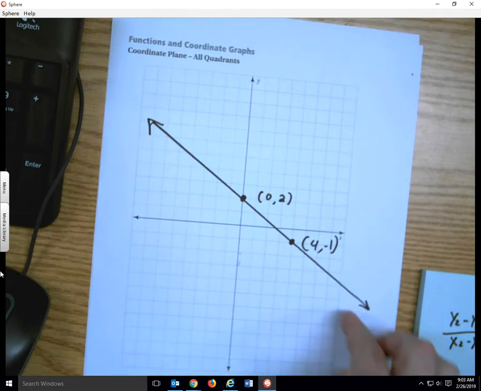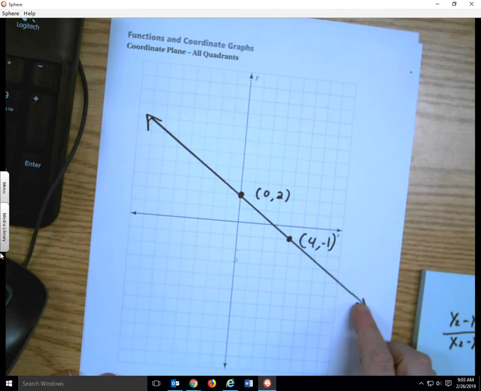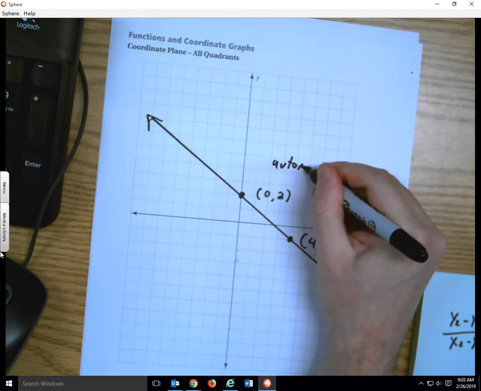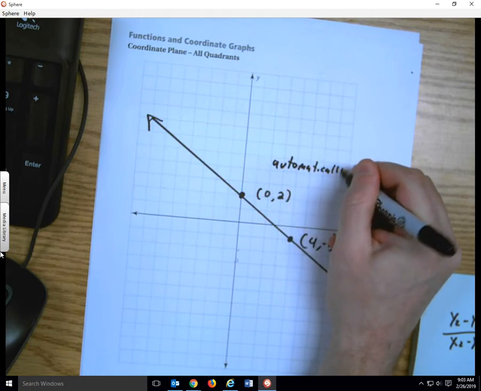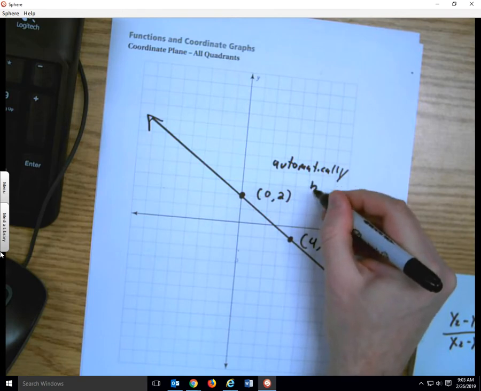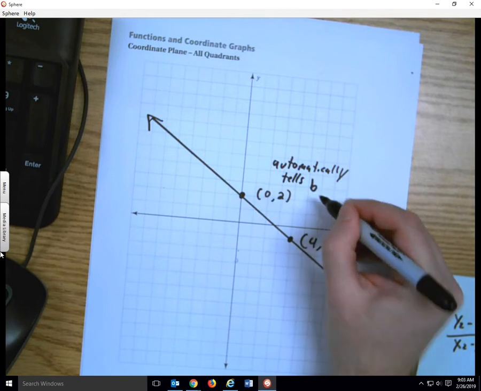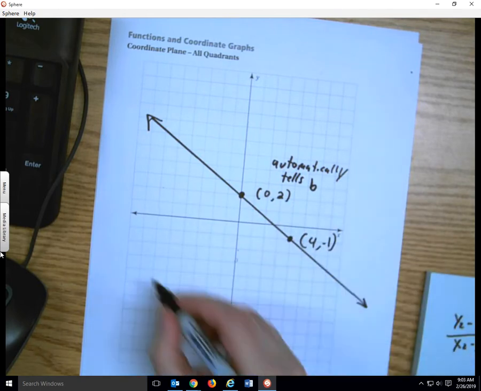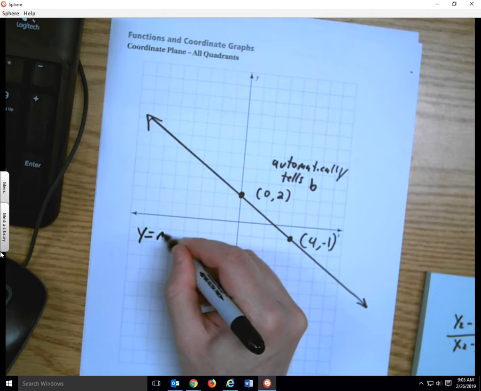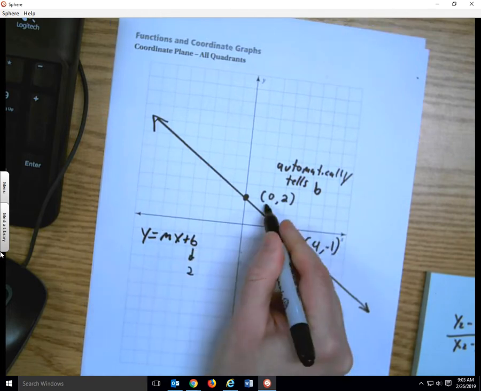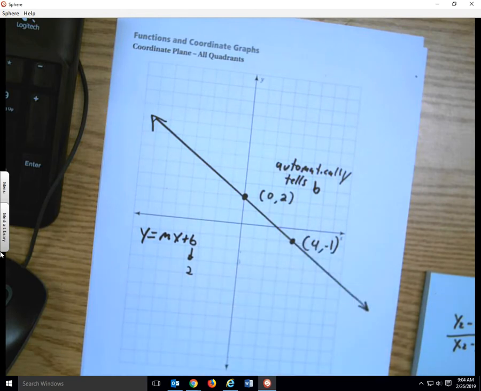Okay, again, if I can choose any points on this line, I'm going to choose one where x is 0, and the reason I'm going to do that is it automatically tells me what the b is. In this case, the b will be 2. So when I write my answer to y equals mx plus b, I know what the b is. The b is 2 because x is 0. It's the y-intercept.